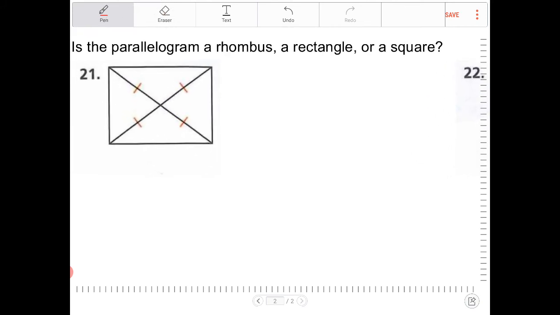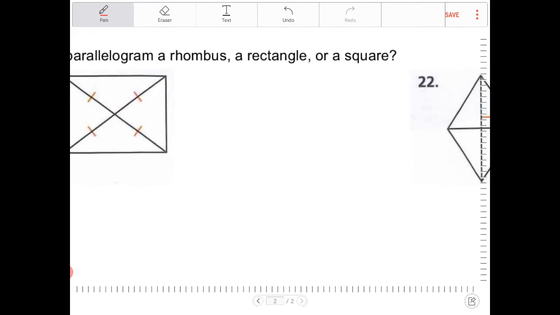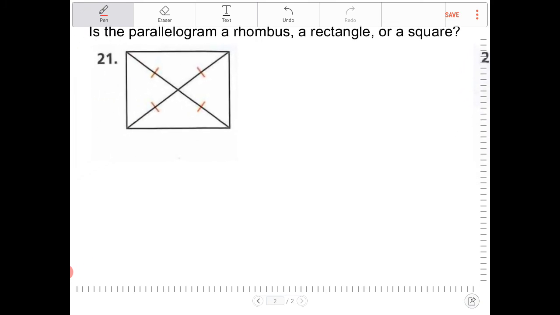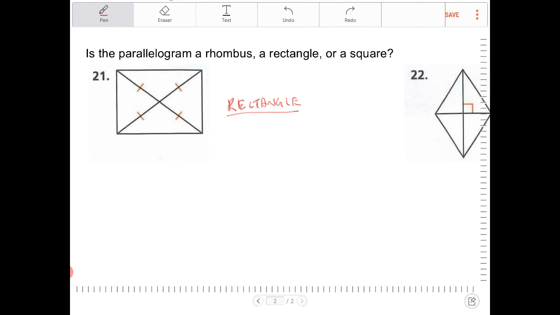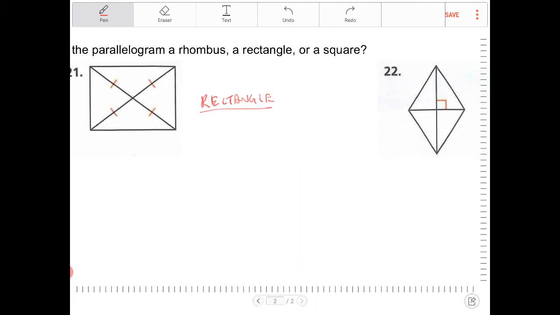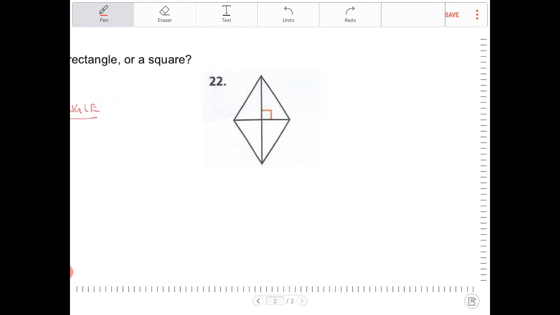So, question 21. Is the parallelogram a rhombus, a rectangle, or a square? For question 21, this is actually going to be just a rectangle. We can't really justify anything else, because if these were perpendicular to one another, then sure, we can say that it's a square, but we can't justify anything else aside from this. This is a rectangle. The diagonals are bisecting each other, and the diagonals are congruent.